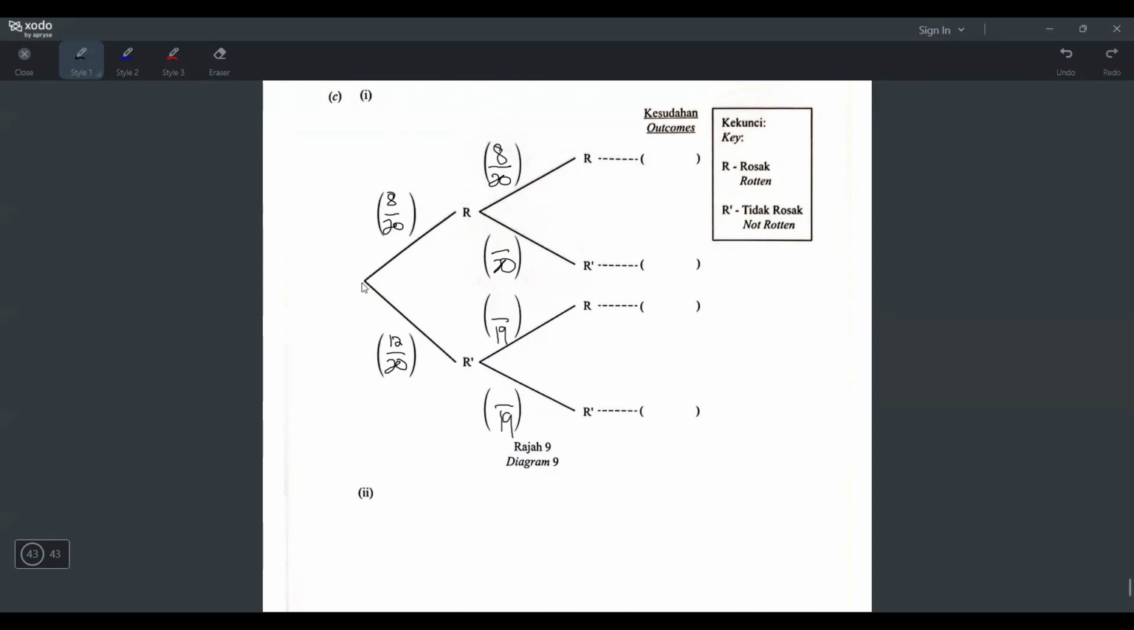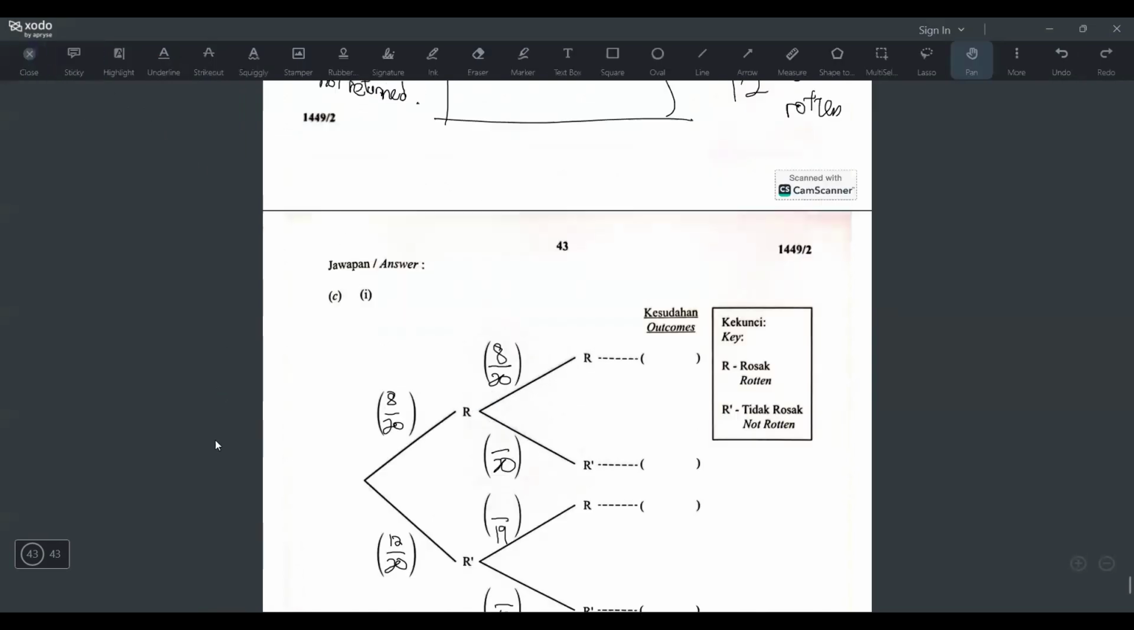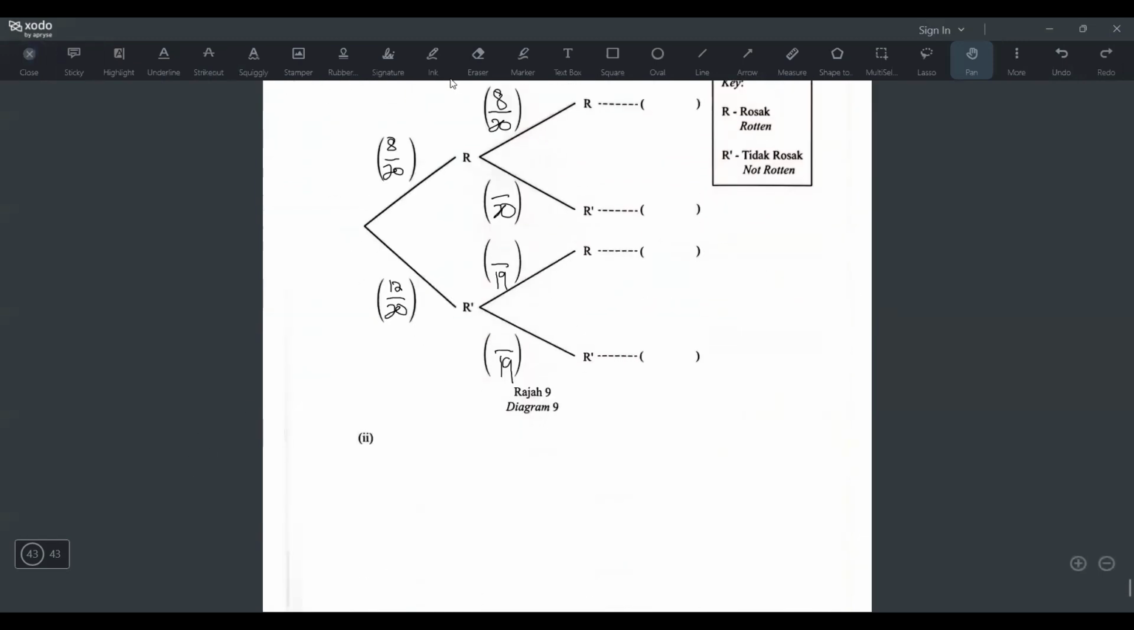But what about the first one I get rotten, and then the second one, what's the probability of getting not rotten? It will be over 20, but the not rotten still have how many? 12, right? So it's 12 over 20. Okay, so that's it. Now let's imagine what if it's not rotten.